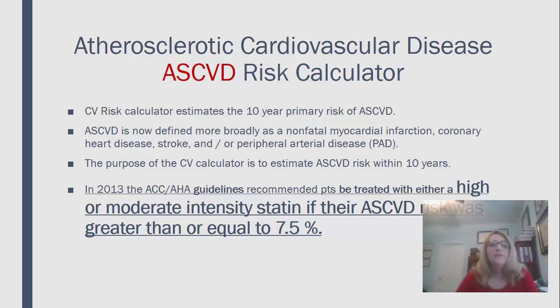And in 2013, the ACC/AHA guidelines recommended that patients be treated with high and moderate intensity statins if their ASCVD risk was greater than or equal to 7.5%. This is very important. You need to know this. So you're going to treat them with high or moderate intensity statins if their ASCVD risk is greater than or equal to 7.5%. So obviously you have to use the calculator. So you'll want to load that on your phone or whatever you're taking to clinic.